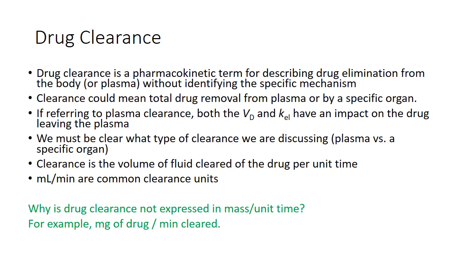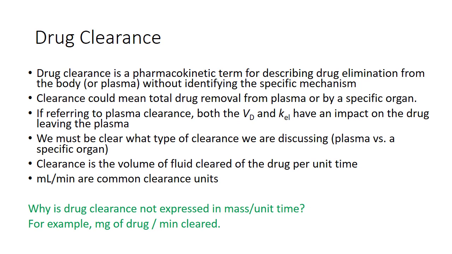The definition of clearance is the volume of fluid cleared of the drug per unit time. A common unit would be milliliters per minute. A question that I had here for you to think about is, why is drug clearance not expressed in mass per unit time? How come it's not expressed as milligrams of drug, for example, milligrams of drug per minute?